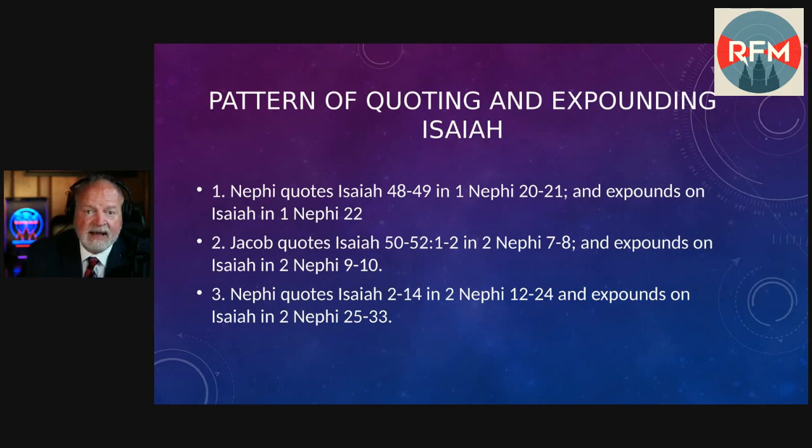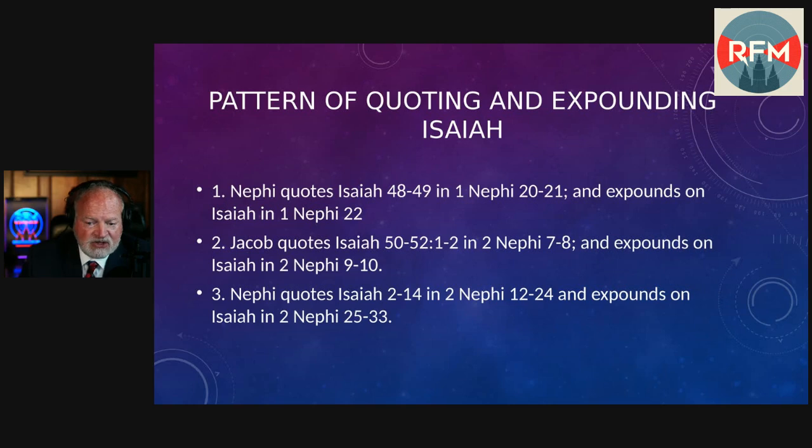In the first one, this happens 3 times. The first example is Nephi quotes Isaiah chapters 48 and 49. He quotes that in 1 Nephi 20 and 21, and then he expounds on Isaiah in 1 Nephi 22. So he quotes Isaiah in 2 chapters, then he expounds on that in 1 chapter.